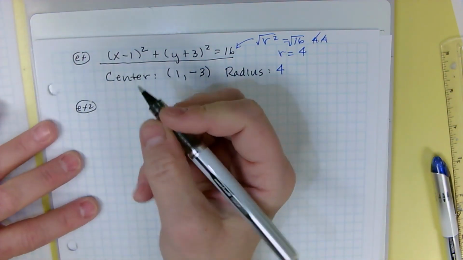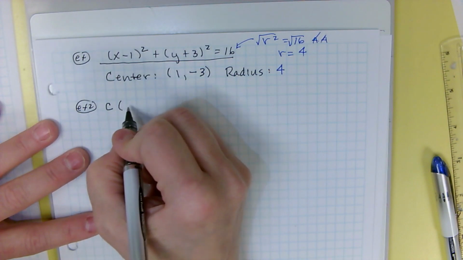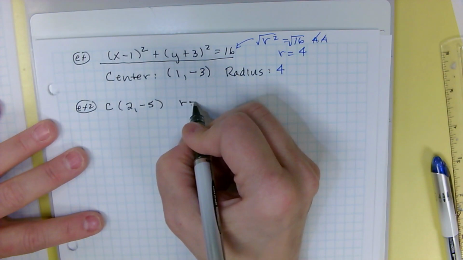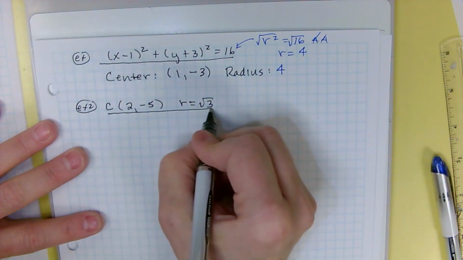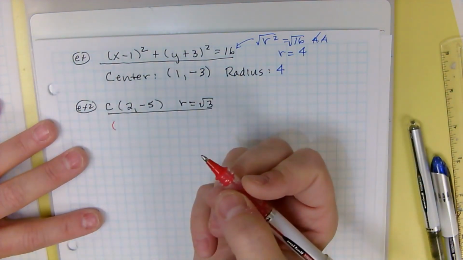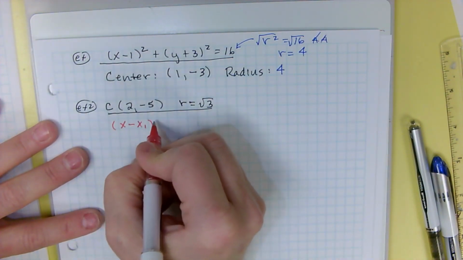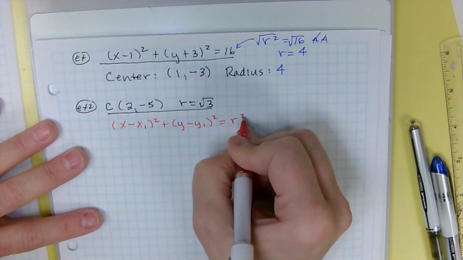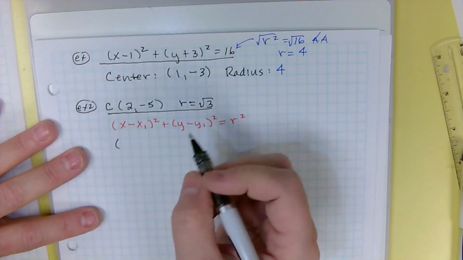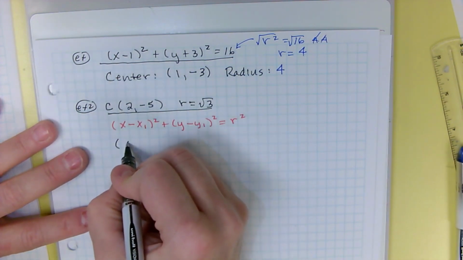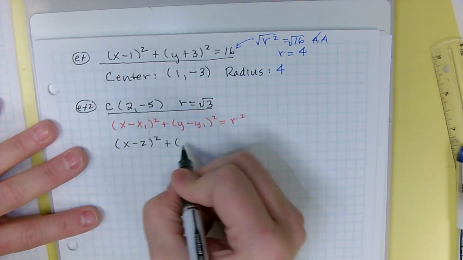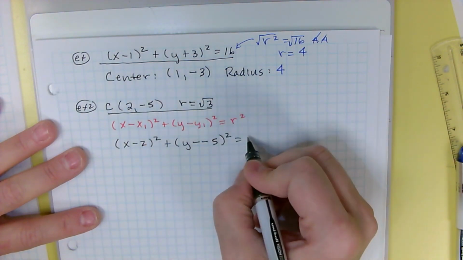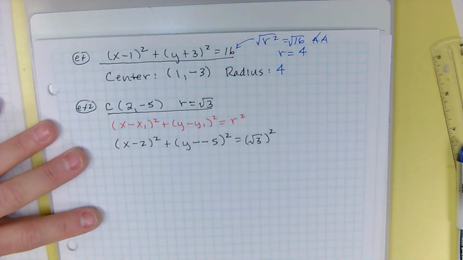Okay, example 2, let's build a circle. Given center C, which is (2, -5), and radius radical 3, we're going to write the equation of a circle. So first let's write the formula: (x minus x sub 1) squared plus (y minus y sub 1) squared equals r squared. Okay, substitute in the center. So (x minus 2) squared plus (y minus a -5) squared equals the radius, radical 3, squared.